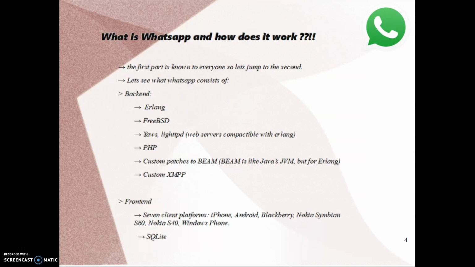The first part is known to everyone, so let's jump to the second. Let's see what WhatsApp consists of. At the back end, we have Erlang, FreeBSD, Yaws, Lighttpd, which are basically web servers compatible with Erlang, PHP, custom patches to Beam. Beam is like Java's JVM, but for Erlang. Custom XMPP. At the front end, we have 7 client platforms: iPhone, Android, BlackBerry, Nokia Symbian S60, Nokia S40, Windows Phone, and SQLite.